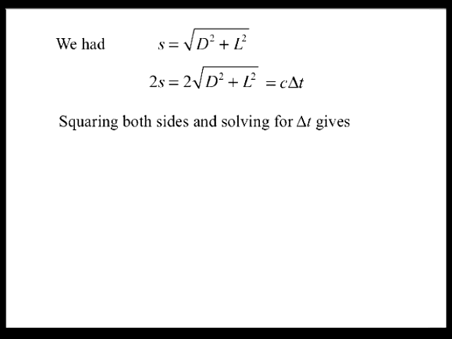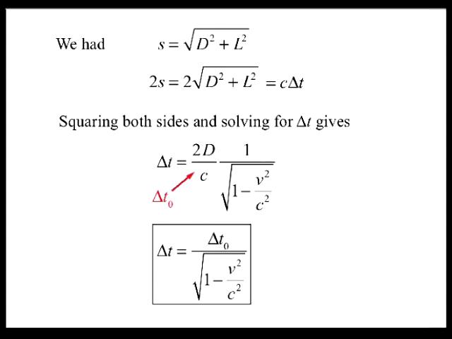Squaring both sides and solving for delta t gives delta t equals 2d divided by c times 1 divided by the square root of 1 minus v squared divided by c squared. But 2d divided by c equals delta t0, the time experienced by the astronaut on the ship. So we write delta t equals delta t0 divided by the square root of 1 minus v squared divided by c squared. And this is called the time dilation equation. Note that the denominator is always less than or equal to 1, and therefore delta t is always greater than or equal to delta t0.